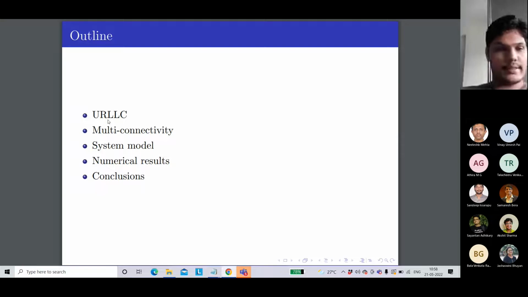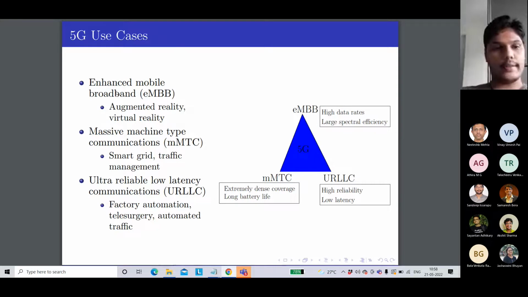So before going into URLLC, I'll first speak about 5G use cases. So 5G has broadly 3 use cases. The first one is enhanced mobile broadband, abbreviated as eMBB. It provides services like augmented reality and virtual reality, and these services require data rates in the order of hundreds of Mbps. The second one is massive machine type communications, abbreviated as mMTC. It provides services like smart grid and traffic management. In mMTC, the density of the devices is extremely huge. It can be up to 1 million devices per square kilometer.